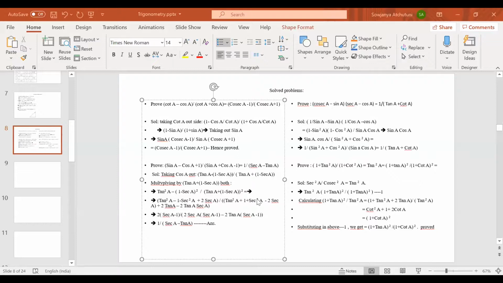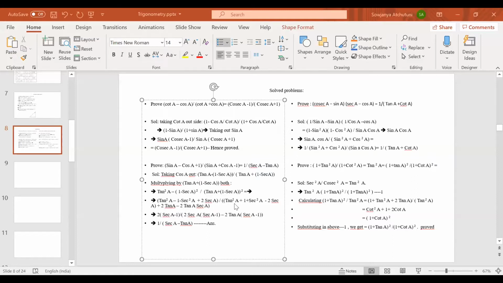What is the denominator? Now it is the same thing. Here, you see the denominator: tan square A plus 1 plus secant square A, with A square, B square as 1 minus secant A whole square, A square plus secant square A minus 3 secant A square plus B square plus 2AB, which is 2 into tan A minus 2 tan A secant A.